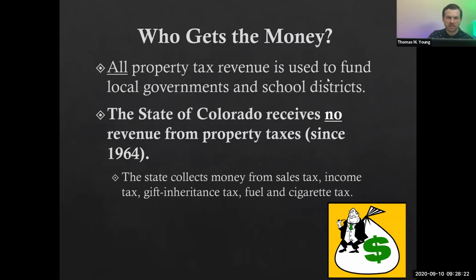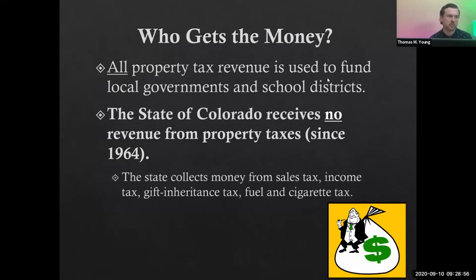So after the assessor goes through and values all the property, goes through all of the appeals and everything is set, then the levies go out and the tax bills get paid, who gets the money? In Colorado, all the property tax revenue is used to fund local governments and school districts. So none of that property tax comes to the state of Colorado. None of it pays my salary. And that's been since 1964, the state hasn't levied a tax.